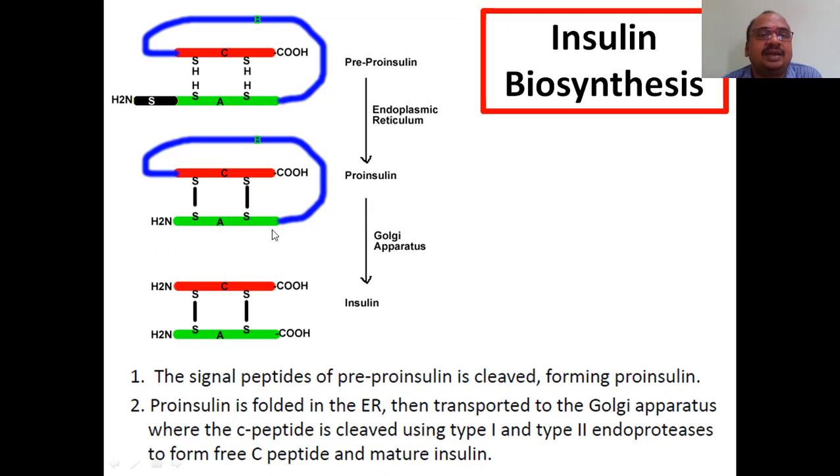And see, this entire blue link is there. When there is a linkage of the SS disulfide bond, this blue link between the two chains will be broken. Then insulin came. What I have written here, the same matter I have told, takes place in the Golgi apparatus. This is the endoplasmic reticulum, and the Golgi apparatus. Very important, insulin biosynthesis.